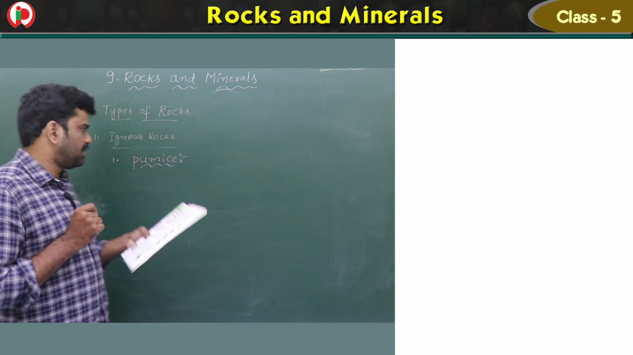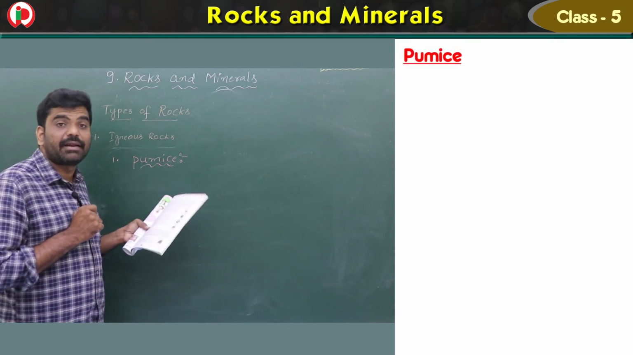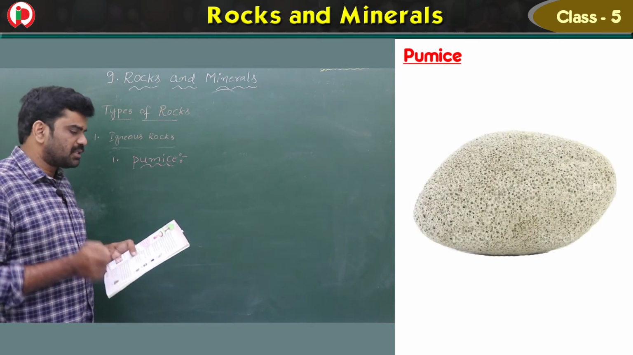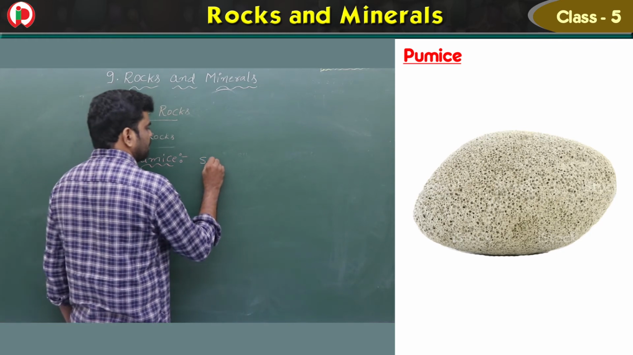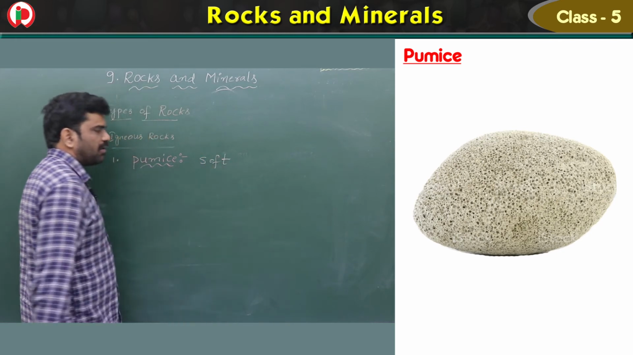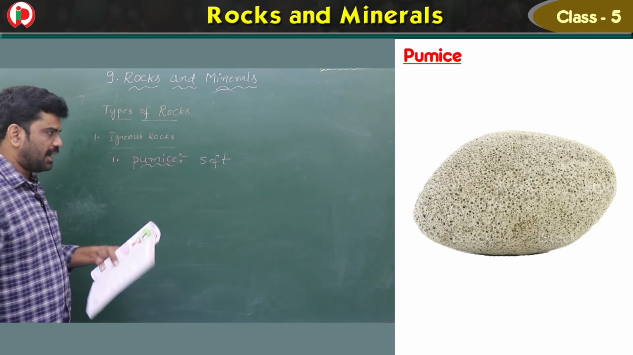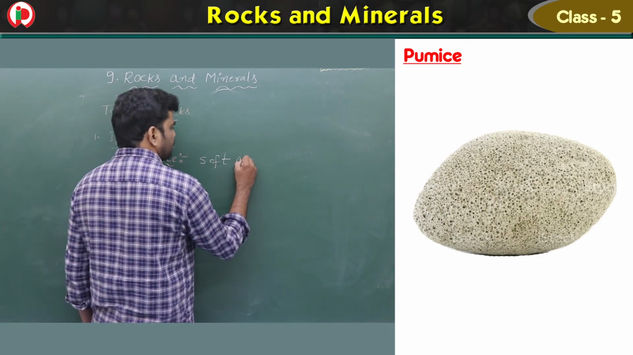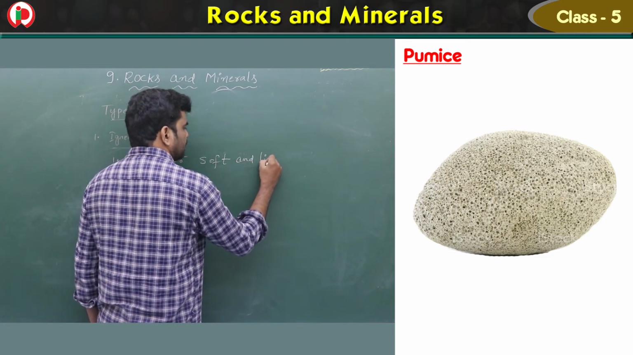Let us see the first one, pumice. What is this, children? It is soft. This rock is soft and light colored.